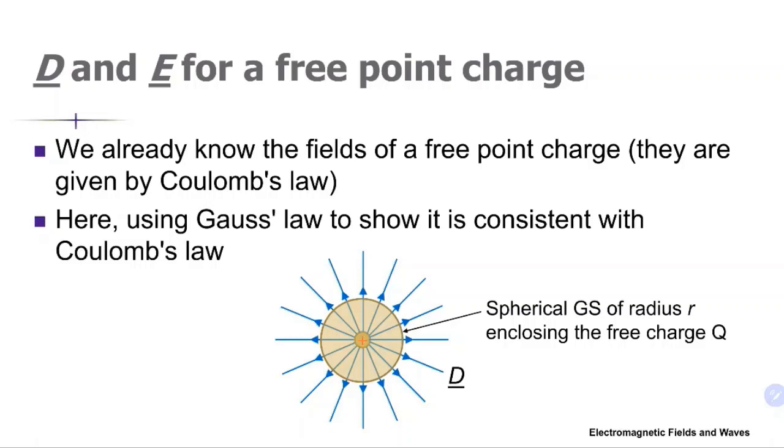So we have a point charge that has a free charge Q. And if we choose a Gaussian surface of a sphere that has a radius r, so we have a point charge, we choose a surface that is a radius r from the point charge. So from here, this has a radius r. And then we have a spherical Gaussian surface that is covering this point charge.